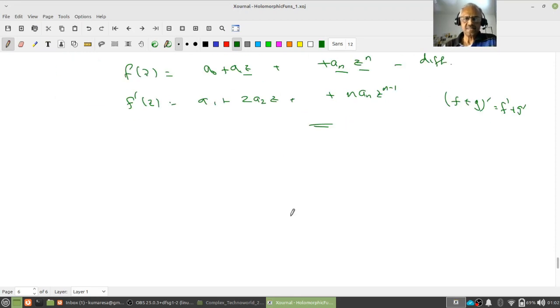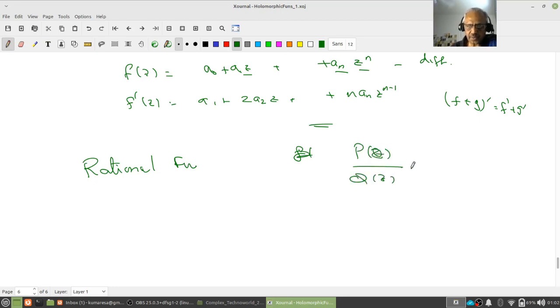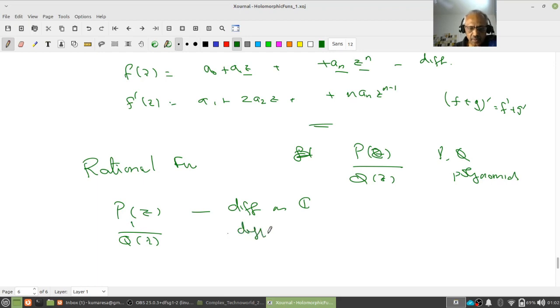Okay. Next, suppose I take a rational function, that is a polynomial p of z by another polynomial q of z. P and q are polynomials. Notice that we have seen p of z is differentiable on all of C, and q of z is also differentiable, but 1 by q of z is differentiable whenever q of z is not equal to 0, right?